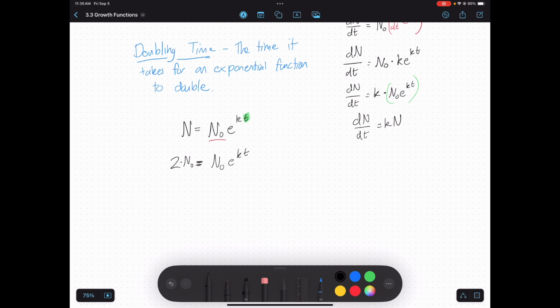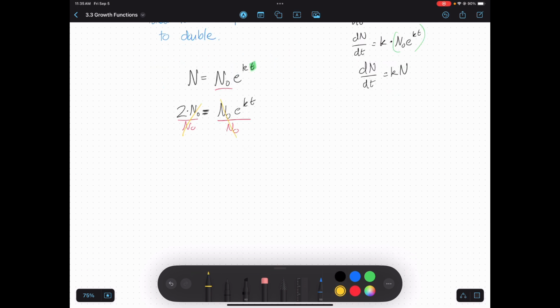And now I can solve for t. Well, the first thing I'm going to do to solve for t is I'm going to divide by N naught on both sides, and notice what happens. Those initial values cancel out on both sides, and all I'm left with is 2 equals e to the kt. Notice how this does not depend on the initial value anymore. And so therefore, it really only depends on the rate.